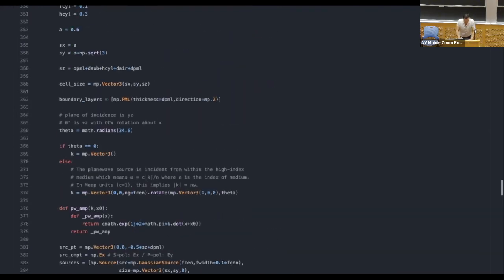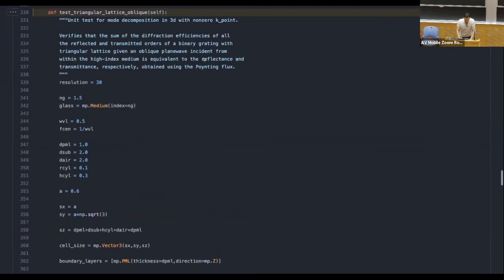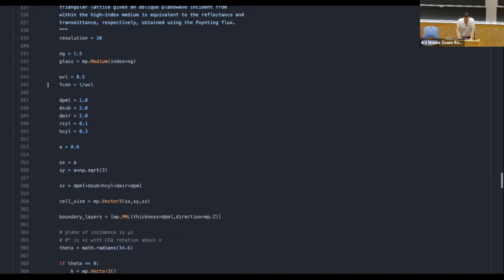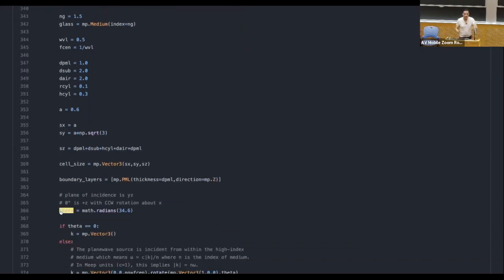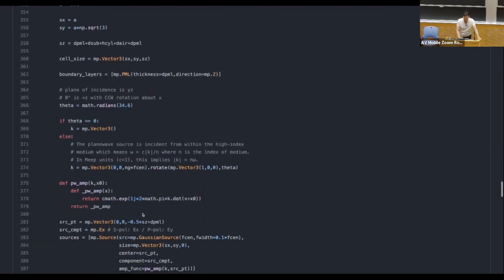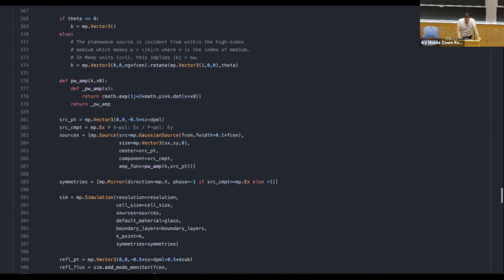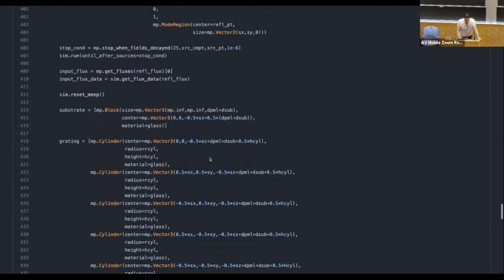So this, by the way, is a Meep unit test, test_mode_decomposition.py, in the Meep tests subdirectory. And there's a description here of what this test actually does. So what it's going to do is compute, for an incident plane wave at, in this case, 34.6 degrees, which is just chosen arbitrarily, the total transmitted and reflected orders and make sure that their sum is equal to 1, okay? And it does so using this supercell.